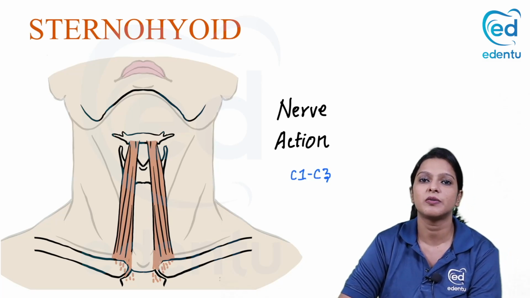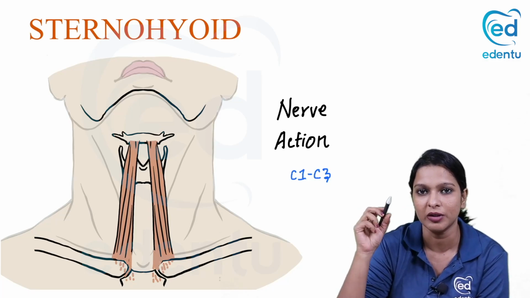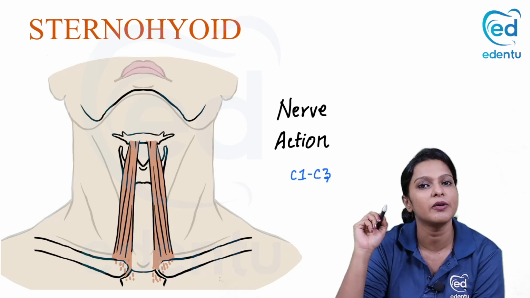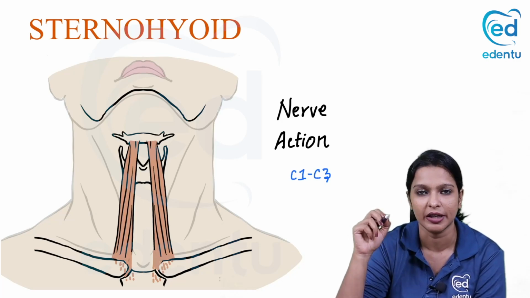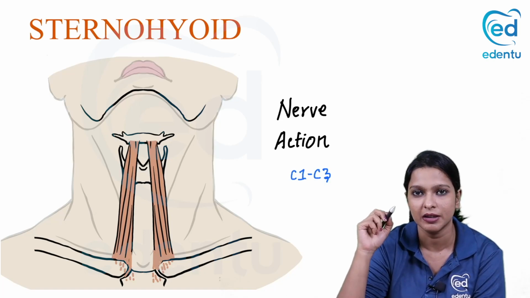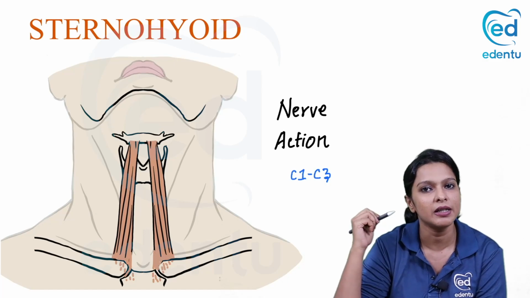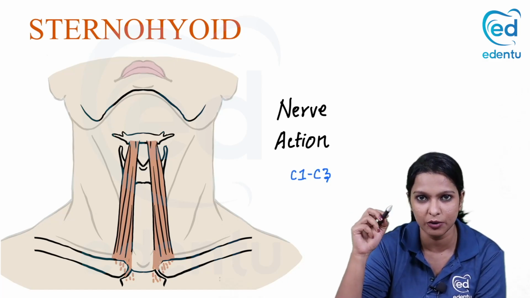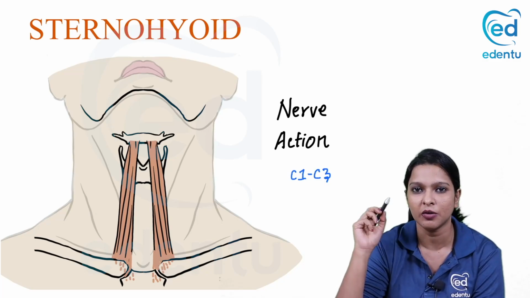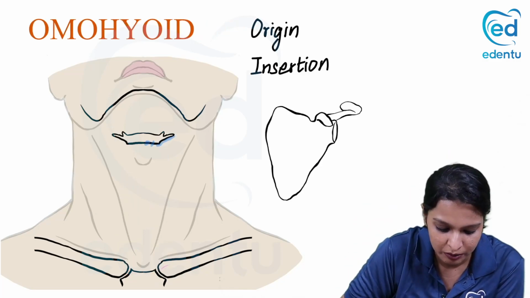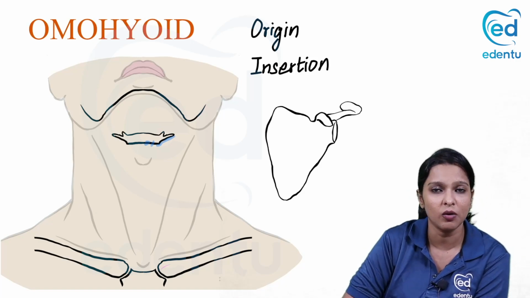So what all muscles have we seen so far? The first muscle connected the thyroid cartilage and hyoid bone, that is thyrohyoid. The second one connected the sternum and thyroid cartilage, that is sternothyroid. Both of these muscles, thyrohyoid and sternothyroid, are present at a deeper plane. Superficial to both of these muscles is the next muscle that we saw, sternohyoid. Now we'll move on to the fourth and last muscle of this group. It is called omohyoid.